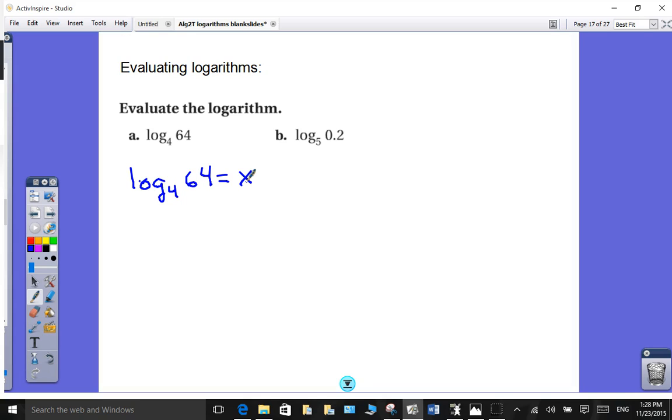Okay, now convert it to an exponential. What will be the exponential? What's the base of the exponential? 4. What's the exponent? x. And what does it equal? 64. So it's like saying, what power would you raise 4 to get 64? And you would say 3. 4 times 4 times 4 is 64.